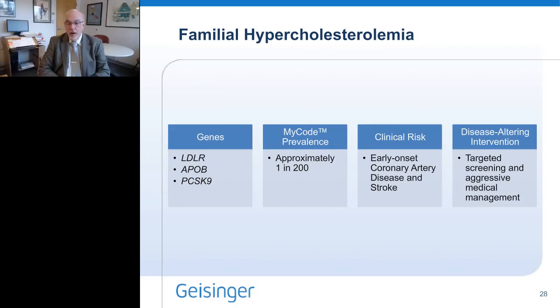In our population, we find a prevalence of these at approximately 1 in 200. And as I mentioned, the clinical risk here is early onset coronary artery disease and stroke, and that we have very effective management strategies related to screening and medical management.